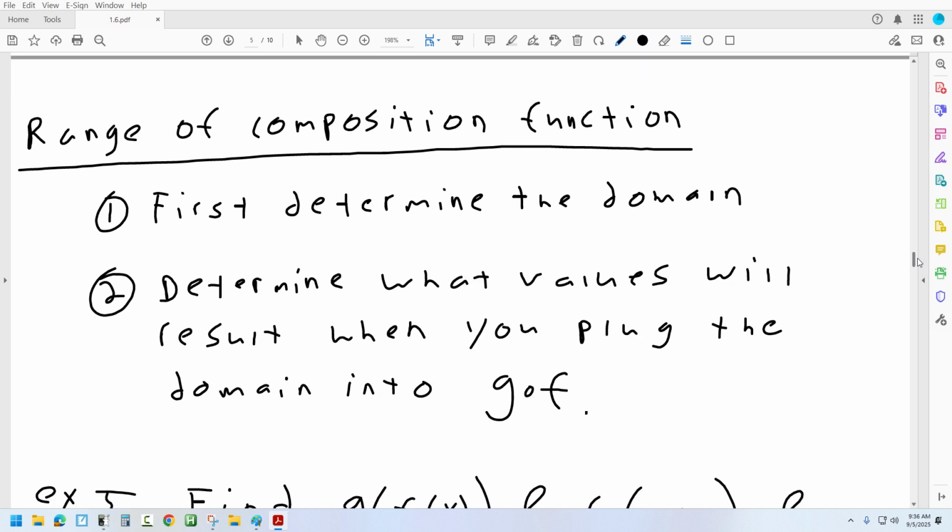Okay, range. Well, range, we're really going to use the calculator to help us figure that out. So this part right here, the second part, that's where the calculator comes in. But you do need to figure out the domain first, because you need to set your window. If you don't know your domain, how are you going to set your window to look for the range? So you should have an idea of what your domain is first.